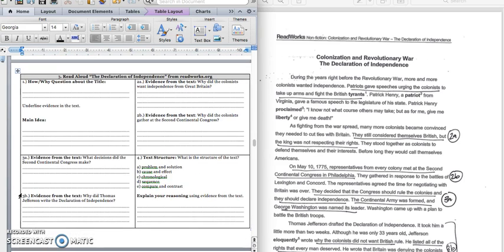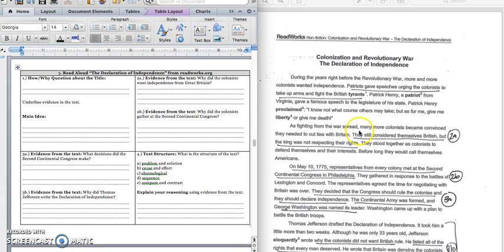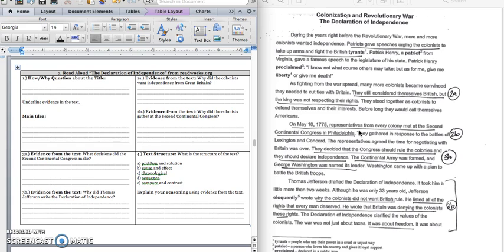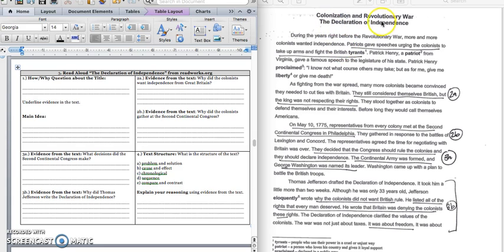Go ahead and turn the page, and before we start reading, we are going to turn our title, the Declaration of Independence, into a how or why question. And so we would say, why did the colonists declare independence from Great Britain? Press pause to write down your answer and play when you're ready to read. And as we're reading, we are going to underline the answer to this question.